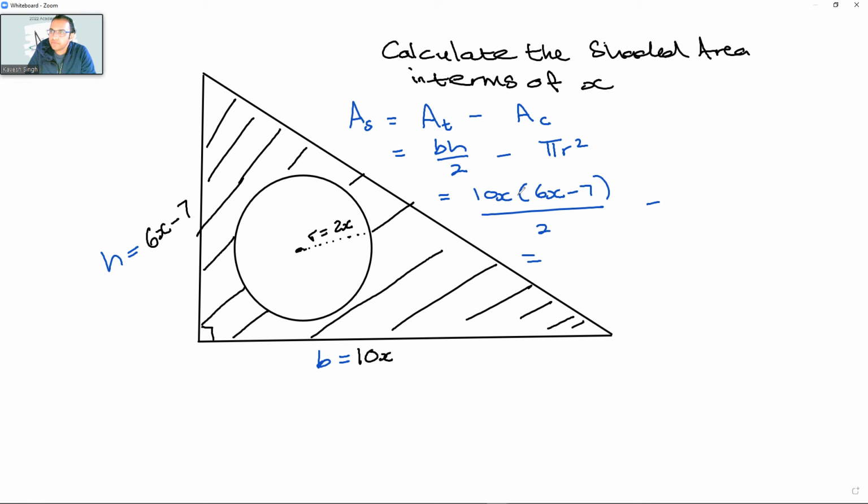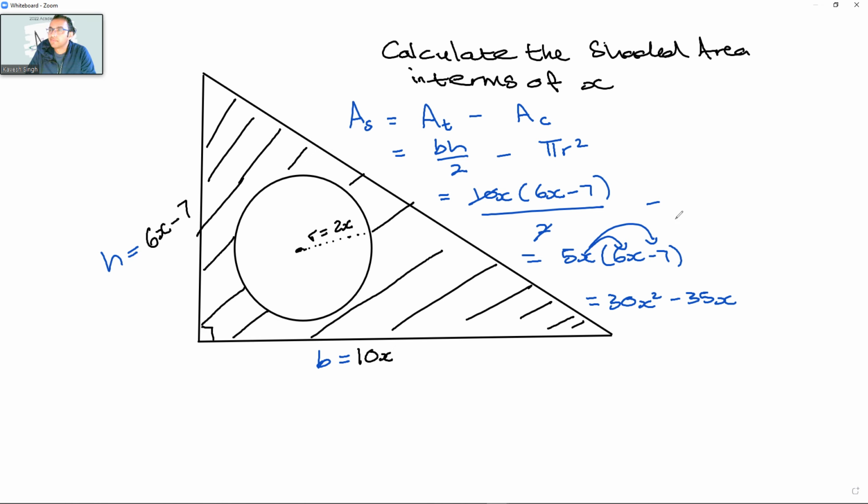All right. If I simplify this, 10 divided by 2 is 5. So I'm left with 5x, bracket 6x minus 7. And when I multiply it in, I get 5 times 6 is 30, so that's 30x squared. And 5x times negative 7 is negative 35x.